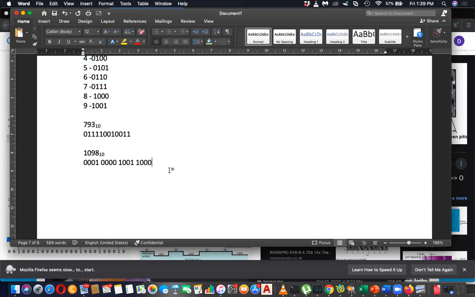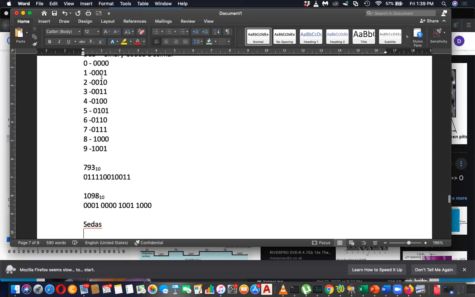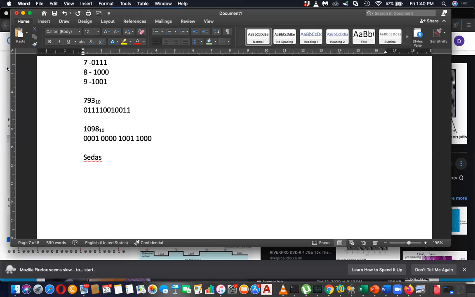Let's say you want to represent Sedas. You want to tell the computer your name is Sedas. Now you are going to instruct the computer in binary. How are you going to tell that? In BCD, can you do this? Can you use BCD to tell that? No, BCD will support only numbers. So therefore, they have introduced some other systems.